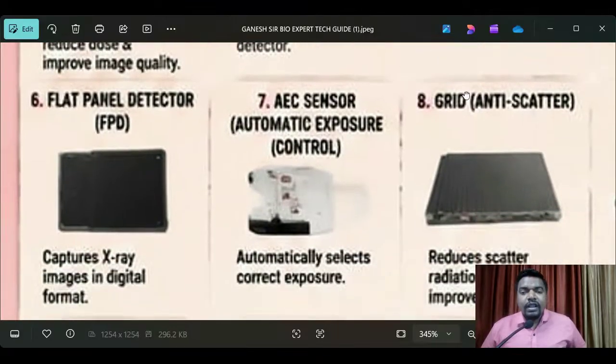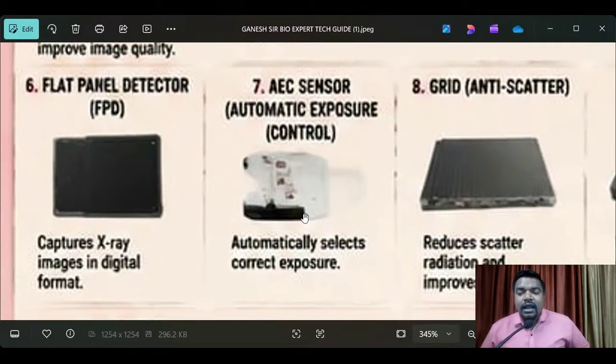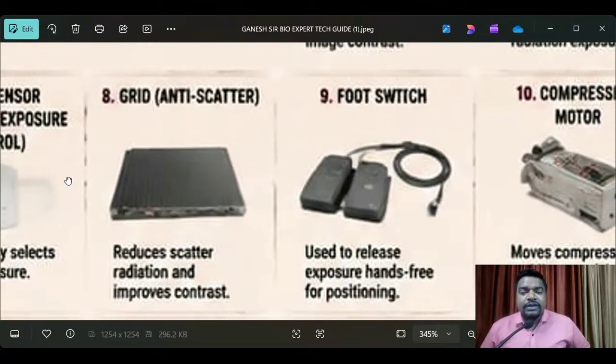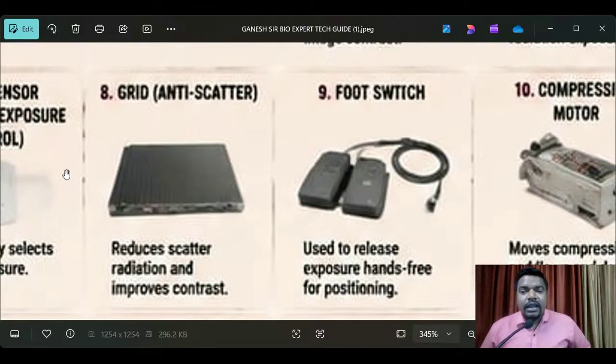Now flat panel detectors, see here, FPD captures X-ray images in digital format. So here I am showing accessories and parts. And AEC sensor, automatic exposure controller, see here. It automatically selects the correct exposure. Try to capture my points. Whoever is new, subscribe now, my dear engineers. Biomedical engineering live sessions are going on in my YouTube channel. And grids here are anti-scatter. They reduce scatter radiation and improve contrast.